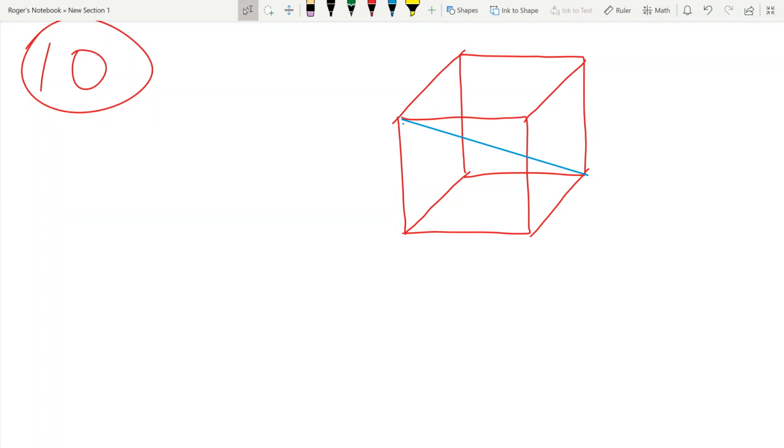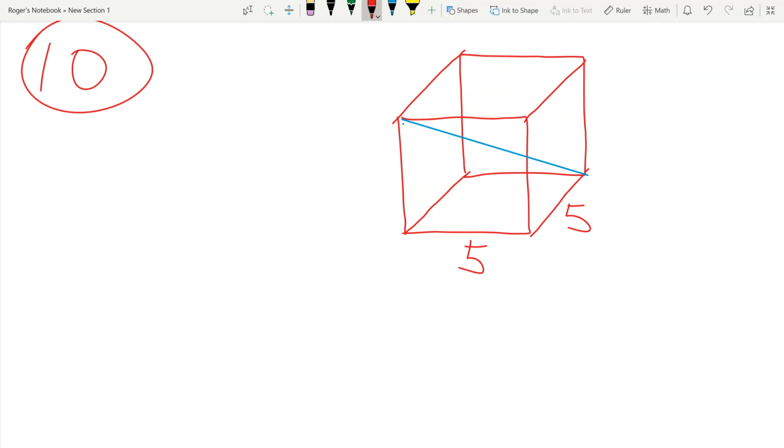So in this problem, we are looking for the diagonal of a cube. If the side of the cube is equal to 5, then what is the length of that blue line, the diagonal? I've tried to draw 3D. It's a little tough, but I hope you can visualize what's going on.